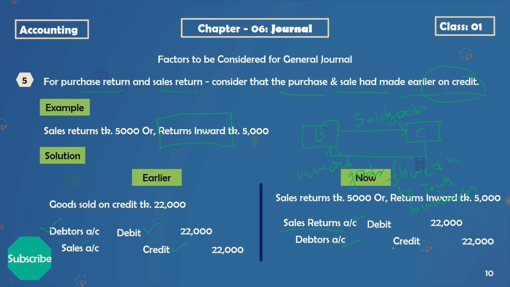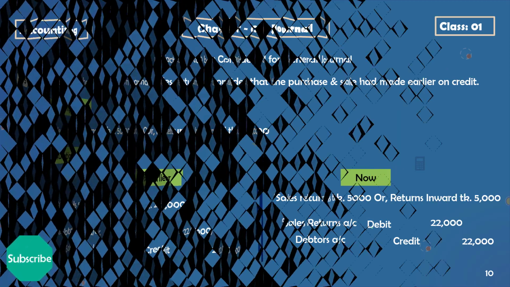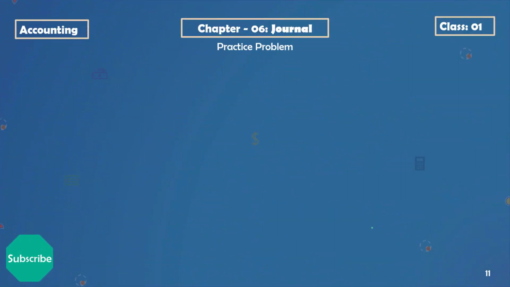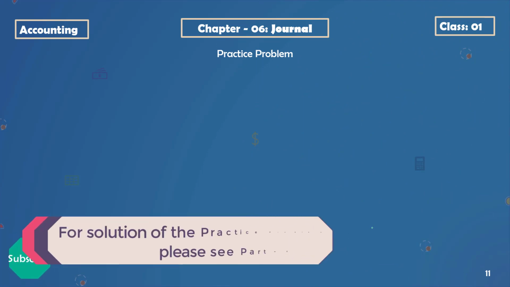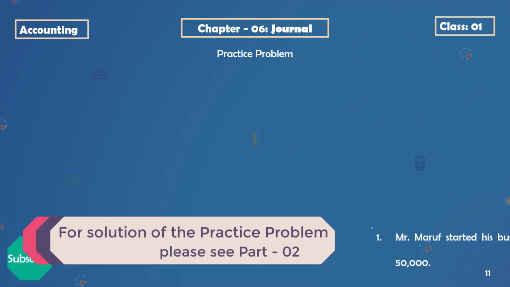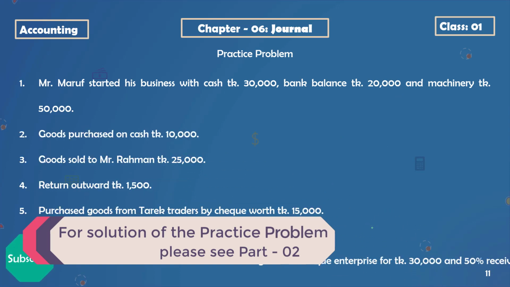Understood? I repeat that for sales return you have to consider that this is returns inward. That means your customer returned your goods for some defects or any other reasons. So to generalize the transaction, you have to debit sales return and you have to credit debtors. Okay, all right. So practice problem. Now we will practice this problem, and here are the transactions.